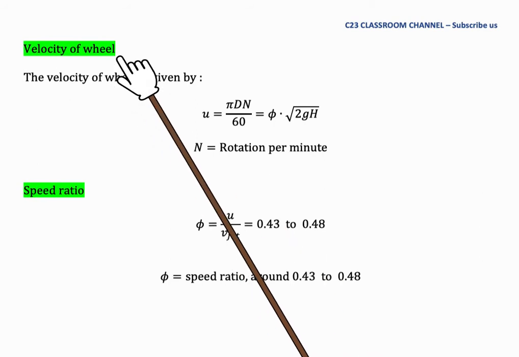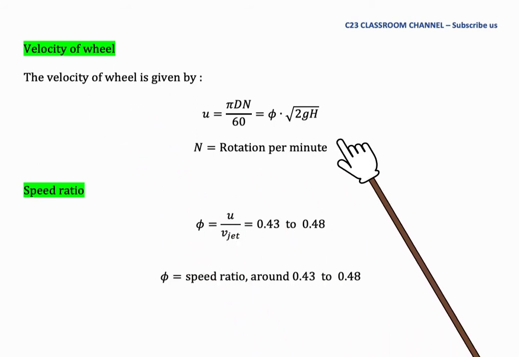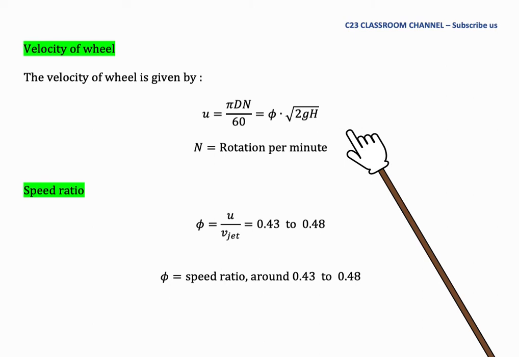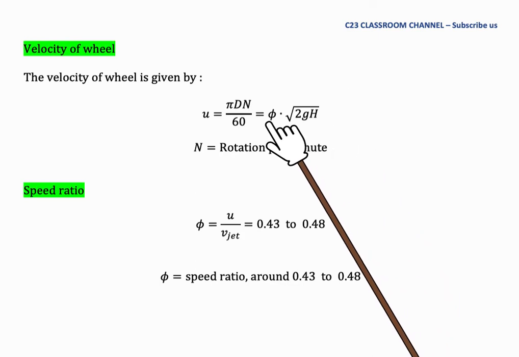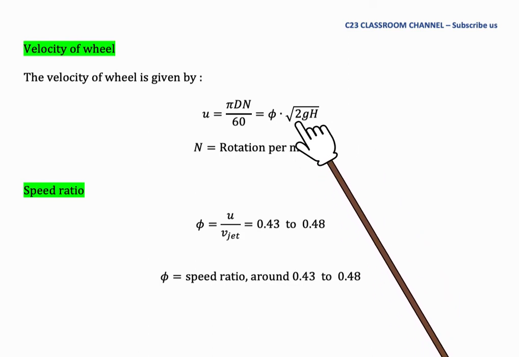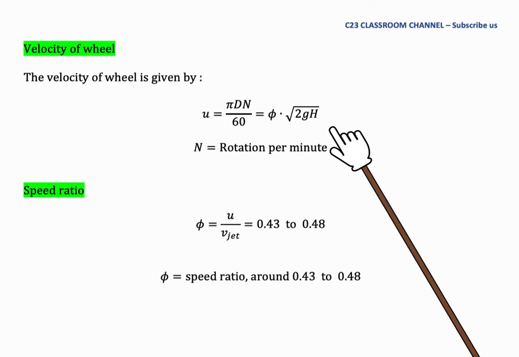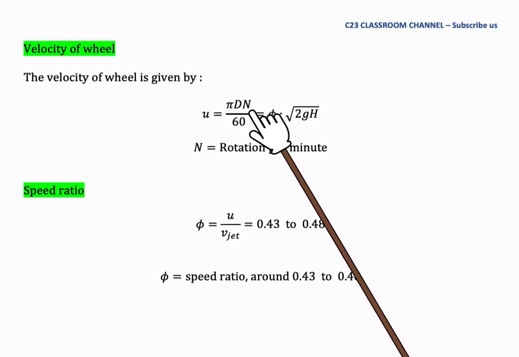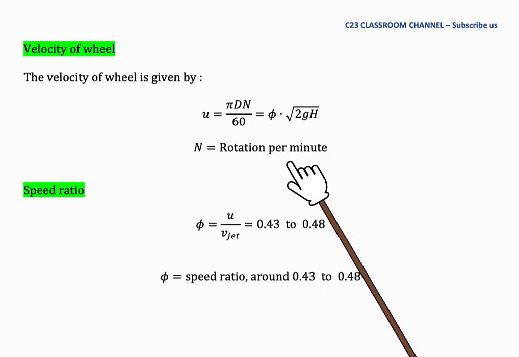Velocity of wheel. The velocity of wheel is given by u = πDN/60, and it can also be calculated using φ times square root of 2gH, where N here is the rotation per minute, in RPM.